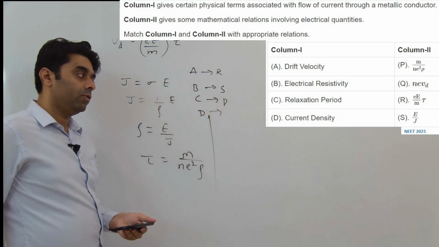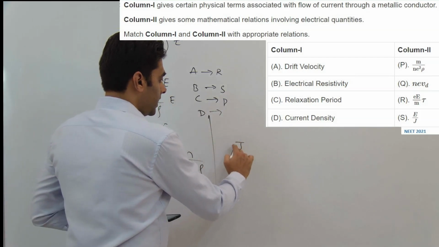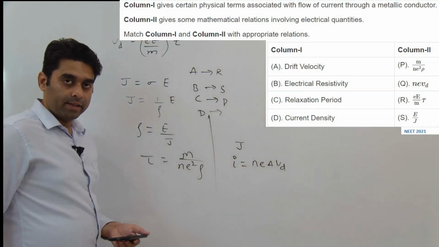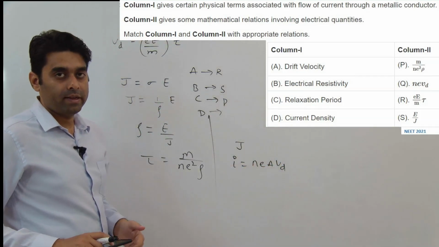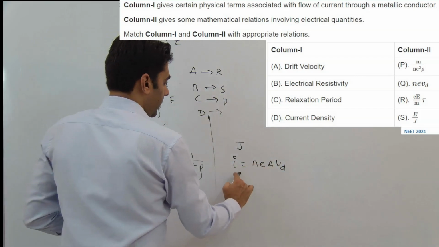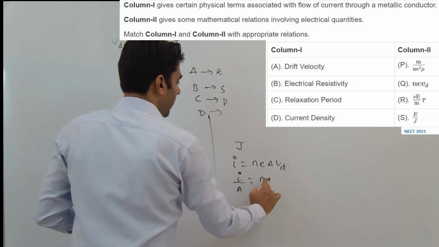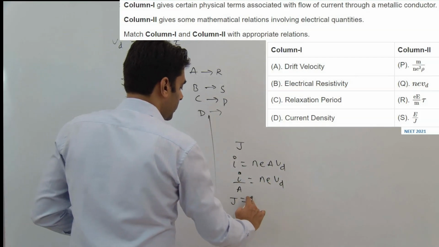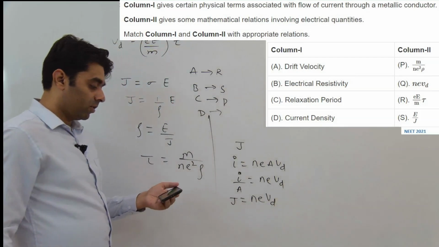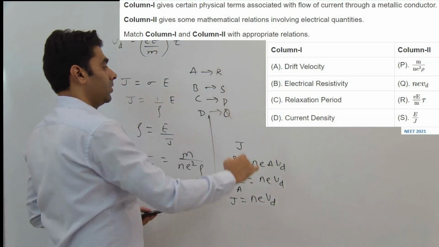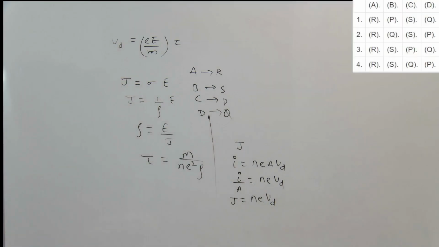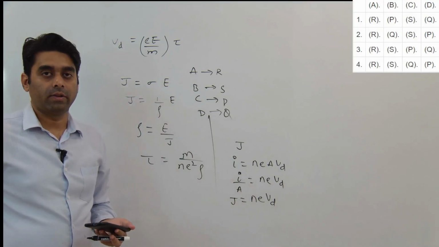So current density is J. We know I equals n e A Vd, right? This is the relation between current and drift velocity. If I take A in the denominator, it becomes n e Vd. I by A is current density only. So J equals n e Vd. Now see which option it is. Q option. So D is Q. Now R, S, P, Q: you can check the options given. Option number 3 is our correct answer, right?